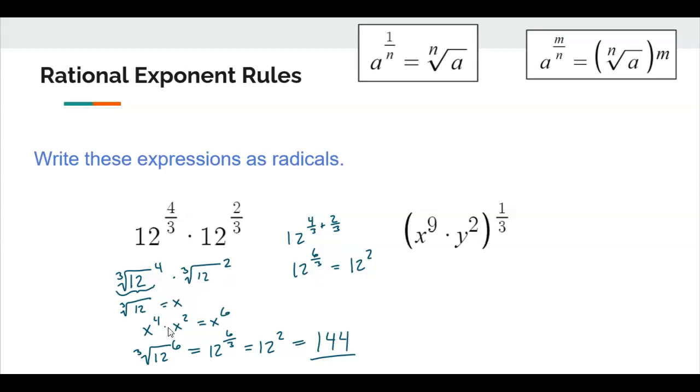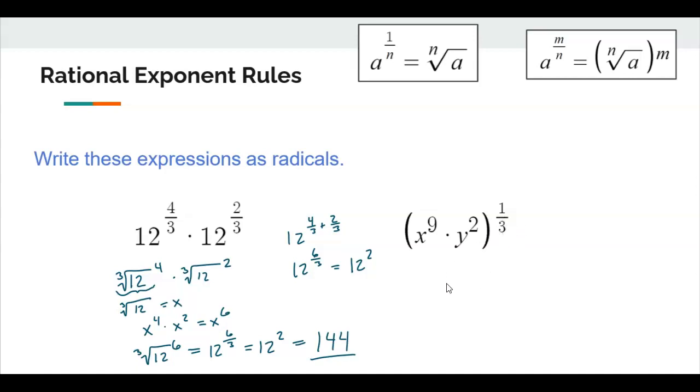Neither of them is wrong. Both of them are totally viable options to take. We're just figuring out our own preferences and how we can manipulate these back and forth. So let's look at our next one. x to the 9th times y squared, to the 1/3. How might we write this as a radical?